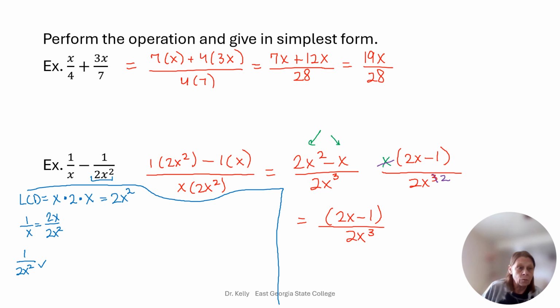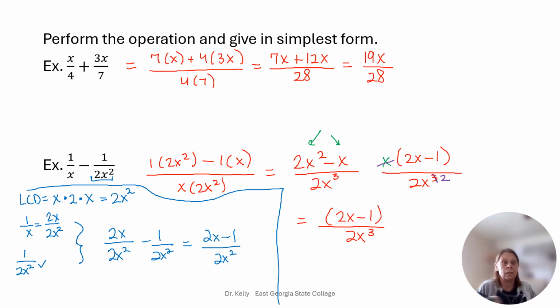Now, when we do it this way, we can put it together very simply. 2x over our 2x squared minus 1 over our 2x squared is equal to 2x minus 1 over 2x squared. So you can see that there's a lot of extra knowledge that you need to use sometimes when you're not finding that least common denominator.